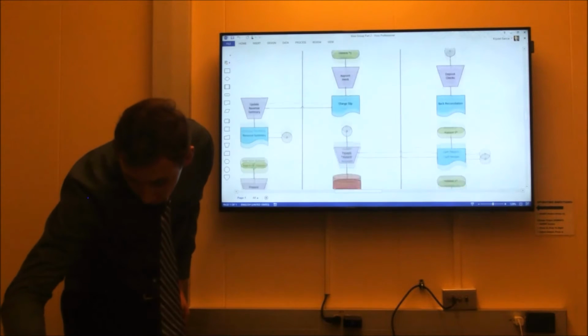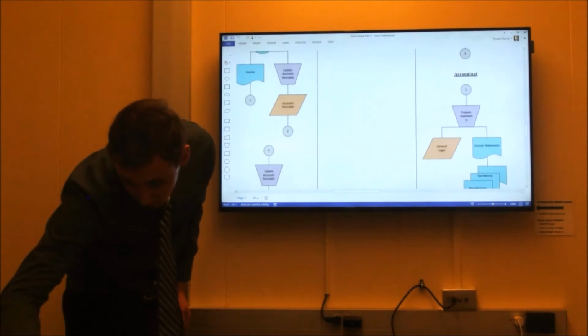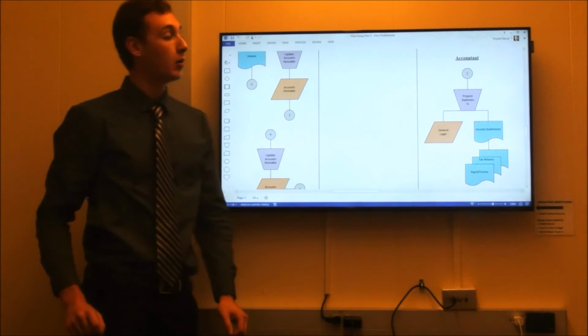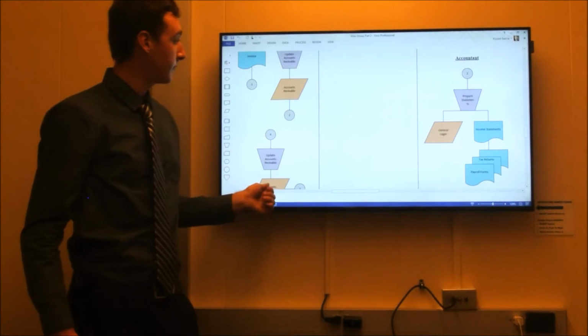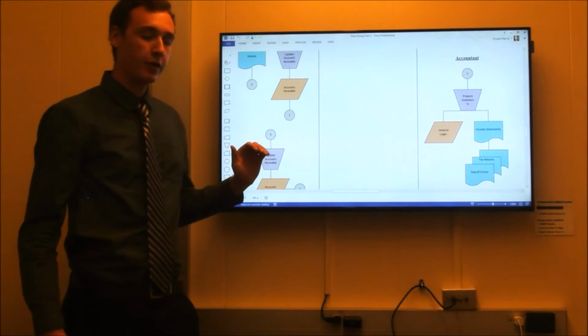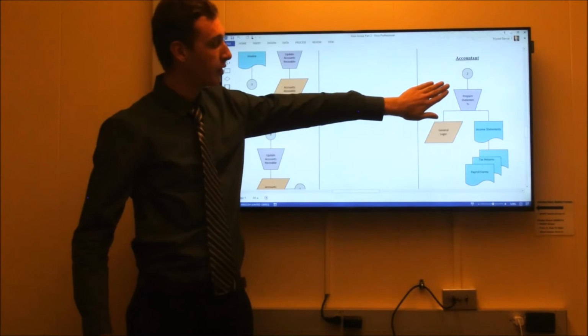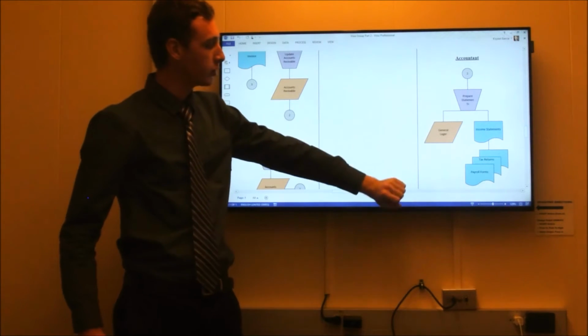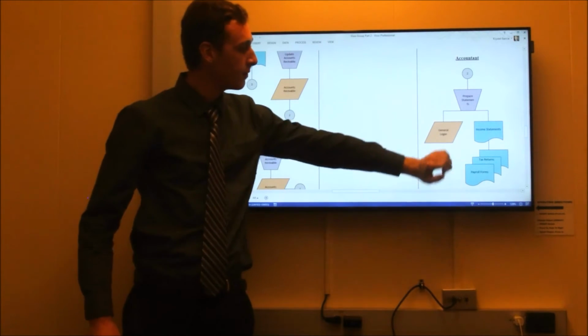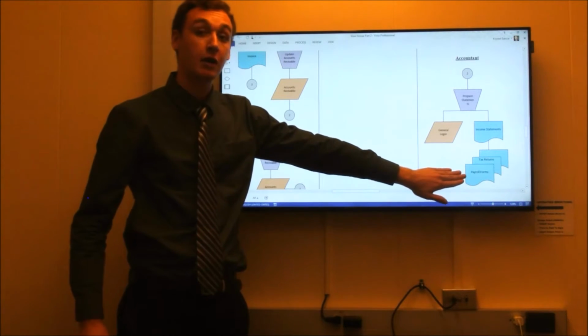After all this is done, the accounts receivable and all the other information that I went over will be sent to the accountant, and they will prepare the statements, which include our general ledger, our income statements, as well as our payroll forms and our tax returns.